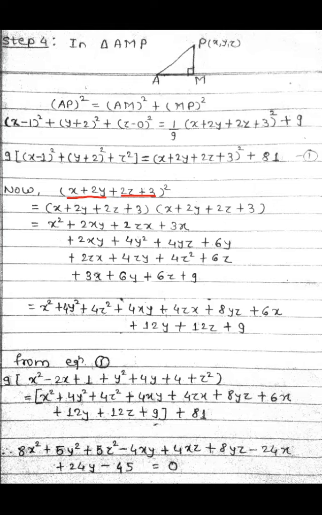Another way is to write this bracket square as bracket two times, and take the first term and multiply throughout the second bracket, then you will obtain this first line. And if you take the second term 2y and multiply it with this whole bracket, you will obtain this second line, that means 2xy plus 4y square plus 4yz plus 6y.